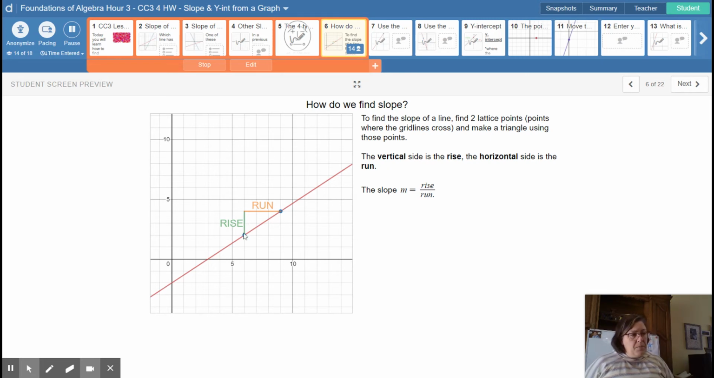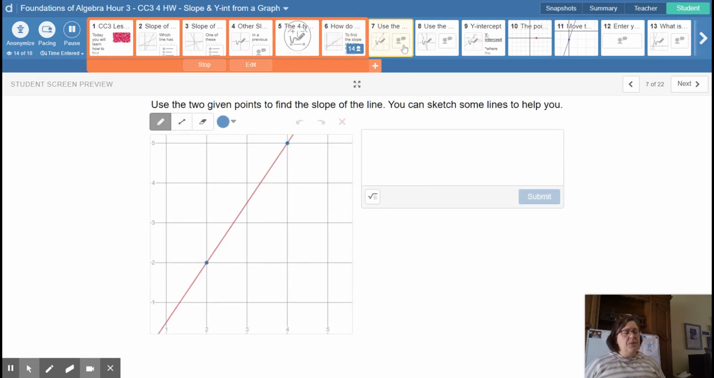One thing to remember is that if your rise goes up, it's going to be a positive number. If your rise goes down, it's going to be a negative number. If your run goes to the right, it will be positive. If your run goes to the left, it will be negative. Now, if you haven't yet, come back to the meet and watch what I do on slide 7. I'm going to demonstrate it for you, and then I will have you practice.